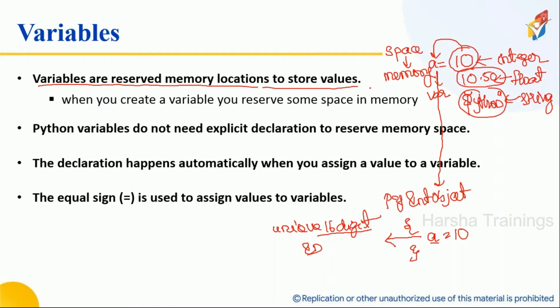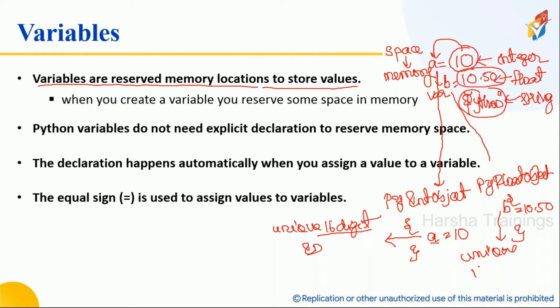Can you please respond? Now, what is happening whenever I store b equal to 10.50? Then it is going to create a float object. This will be done by the memory itself. The user will not intervene here. For b also it is going to create a unique 16-digit ID. I'll show you all these digits in a few minutes. Now look here. When we create a variable, we are going to reserve some space in memory.